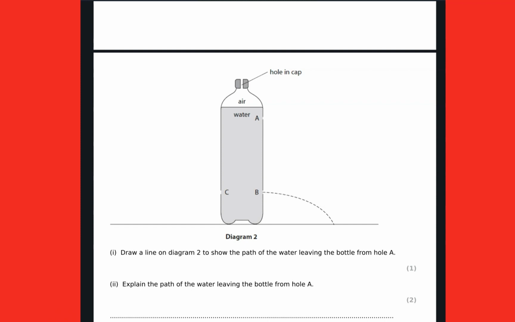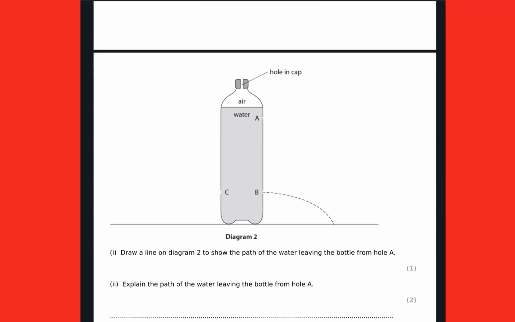We have three holes there. A, which is at the top, we have B, and C is at the same level with B. So Roman 1, we are supposed to draw a line on diagram 2 to show the path of water leaving the bottle from hole A.